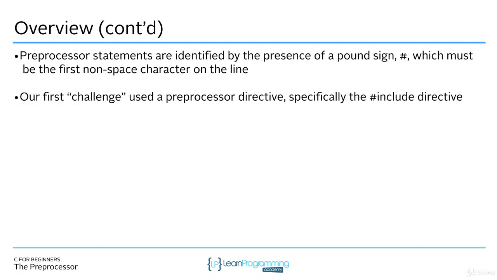Now, as I mentioned, our first challenge actually used a preprocessor directive. It was the include directive. We know it's a preprocessor directive because we saw the pound symbol. We don't exactly know what the include does. We'll talk about that in another lecture, but it is a preprocessor command. It is a preprocessor directive. And again, because it's used so widely, basically in every program, because every program is going to have an include, I wanted to talk about it early on.